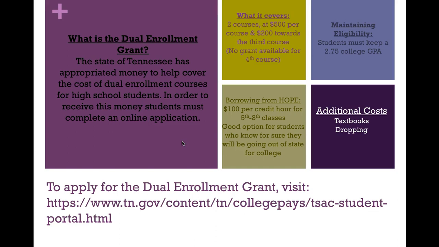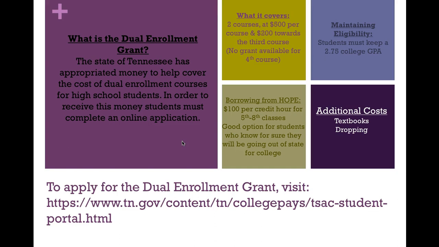In order to keep grant funding, students must maintain a 2.75 college GPA. If a student loses grant funding, they may continue taking dual enrollment classes if they remain eligible, but they must cover the cost of tuition. Keep in mind, this cost still represents a very discounted rate, meant to promote participation in the program.